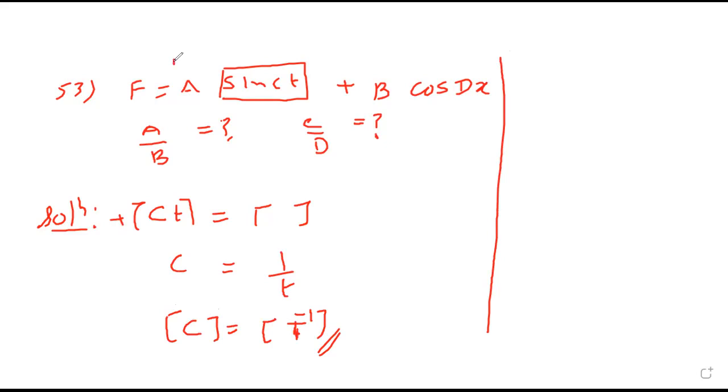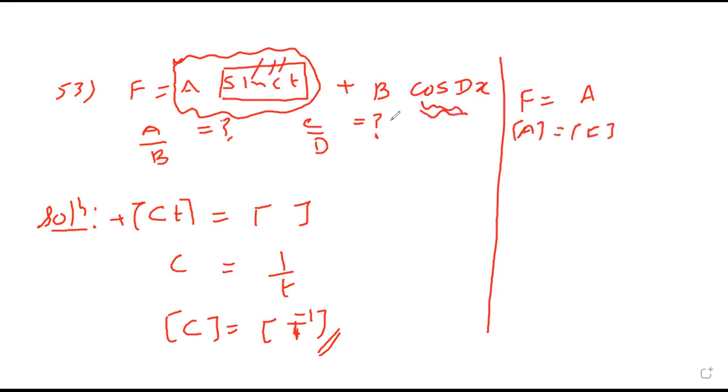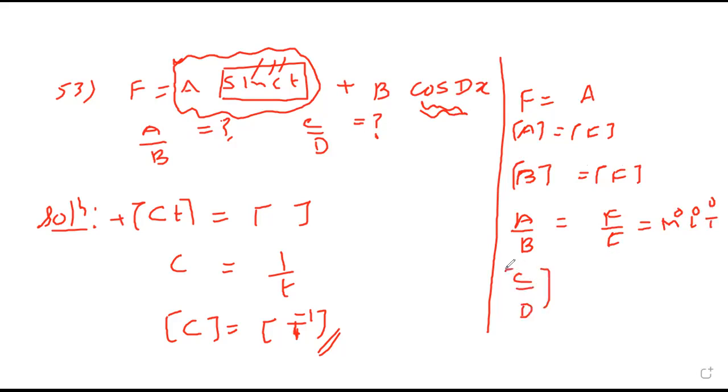Now, is this whole term the same as F? Yes, sir, but this is dimensionless. So F is A. Correct? Yes. A's dimension is the same as F's dimension. This whole thing is dimensionless cosine, so B is also the same as F. So A upon B will become F upon F, meaning no dimension. M0 L0 T0, dimensionless.